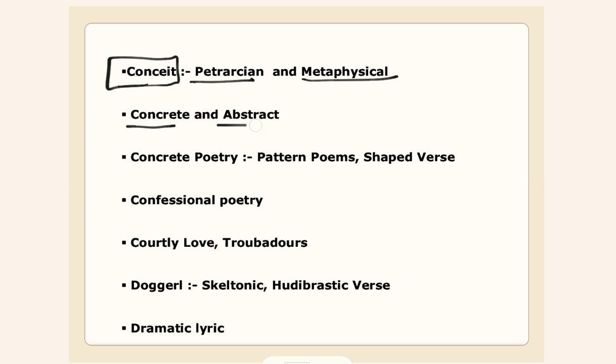Concrete, abstract, concrete poetry, pattern poems, shaped verse, confessional poetry. This is a very dominant concept that has been asked in the questions of UGC-NET, SLET, and assistant professor exams. Confessional poetry is a hot topic in the syllabus. On this one, I will bring a simple video that will be very helpful for you.